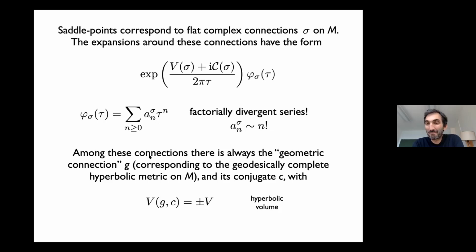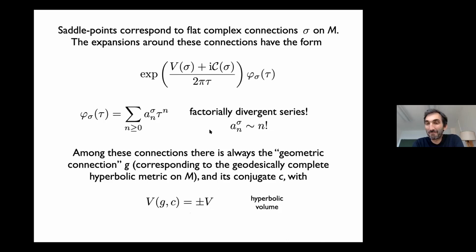One is the geometric connection, which corresponds to the geodesically complete hyperbolic metric on M. I just want to mention that I will restrict myself to manifolds which are complements of hyperbolic knots. So there is always a geodesically complete hyperbolic metric on M. And you also have the conjugate. Since you are in a complex theory, you have the conjugate of this geometric connection. And in this case, the real part of this classical piece for these geometric and conjugate connections is plus or minus the hyperbolic volume of the knot.